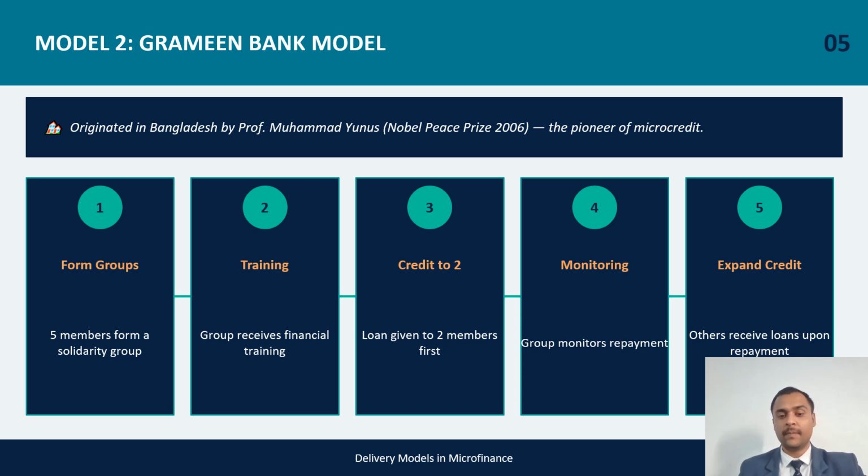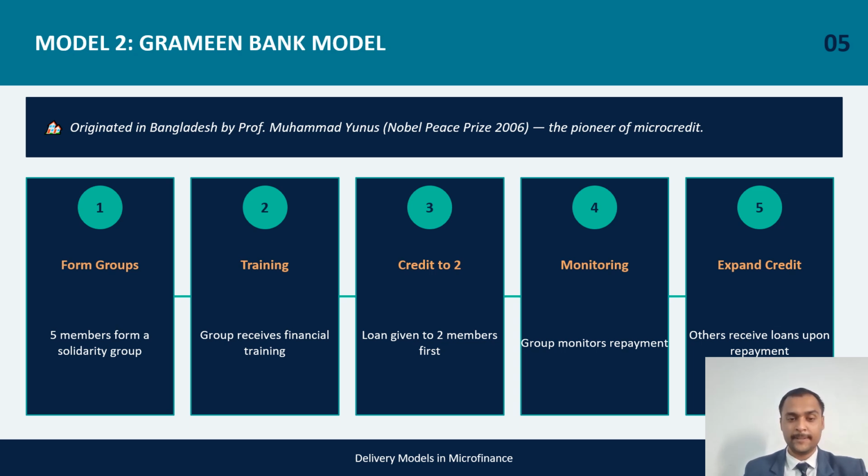So the third step is that initially only 2 members of the 5-member group receive the loans. This is the crucial step. The next step is to watch and wait: the entire group monitors whether the 2 members are repaying on time. If they default, the remaining members will not get the loan. Then expand the credit: only after the successful repayment by the first 2 members do the next members get the loan, and this creates a chain of accountability. The beauty of the model is that the group itself is the collateral, and no physical assets are needed.